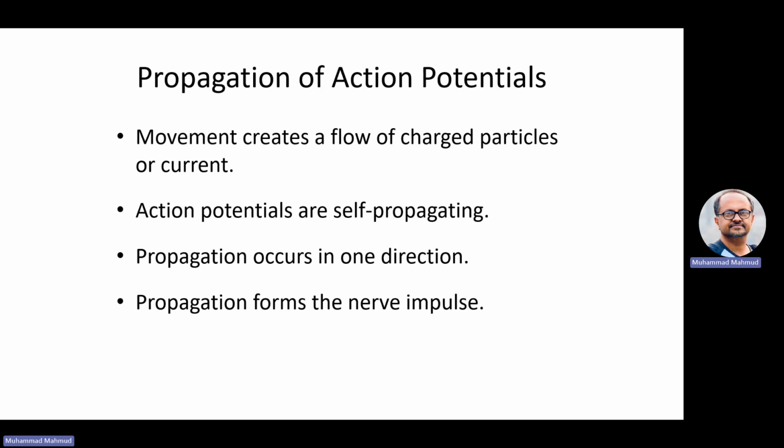Movement creates a flow of charged particles, or current. Action potentials are self-propagating. They occur in one direction, and propagation forms the nerve impulse.